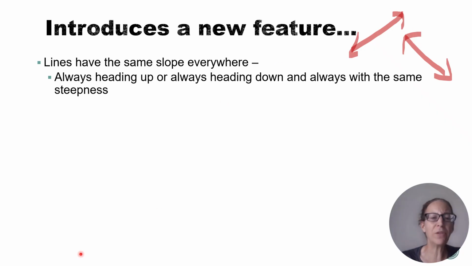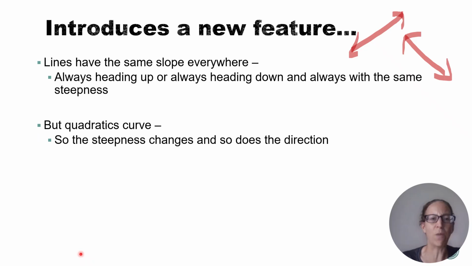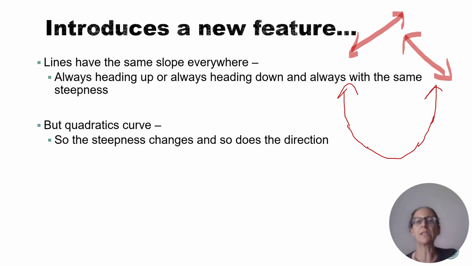But parabolas do not behave the same way. Quadratics curve, so the steepness changes and so does the direction. So for example, here it's very steep, but here it's not as steep. Here it actually looks like it's flat for a second. And now the steepness is going in the other direction, and it will get steeper and steeper and steeper. So for the first time, we're dealing with something that has this curve.